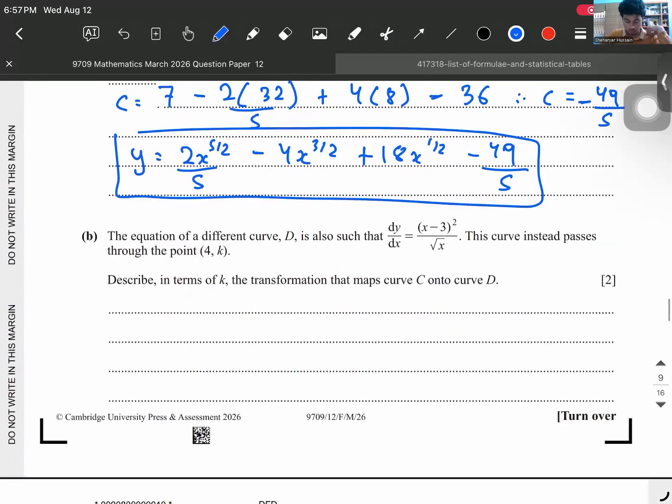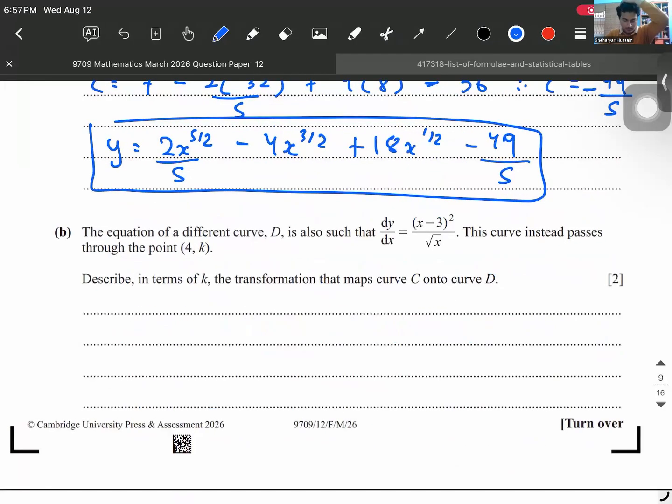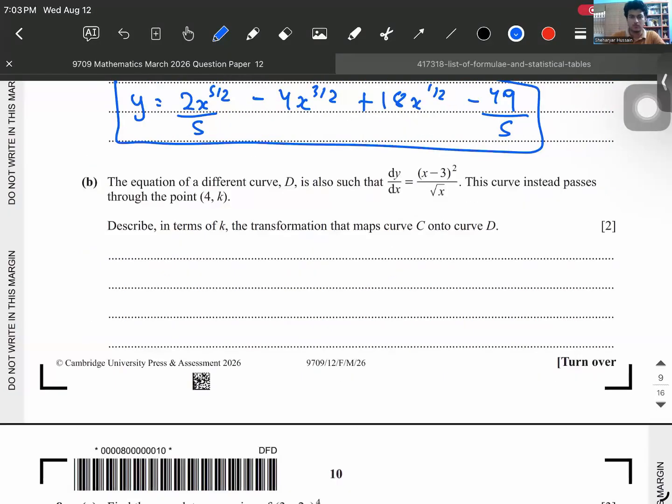Okay, so part B says, 2 marks, not that difficult. The equation of a different curve D is also such that dy by dx, right? This curve instead passes through the point 4, comma k. Describe in terms of k the transformation that maps curve C onto curve D, right? So the equation of a different curve D is also such that dy by dx, okay, same curve. This curve instead passes through the point 4, comma k.